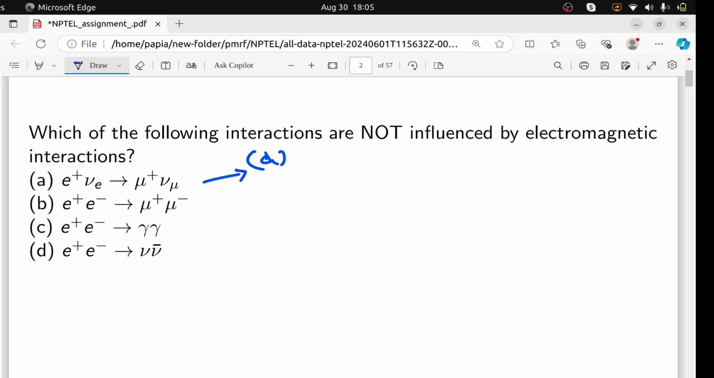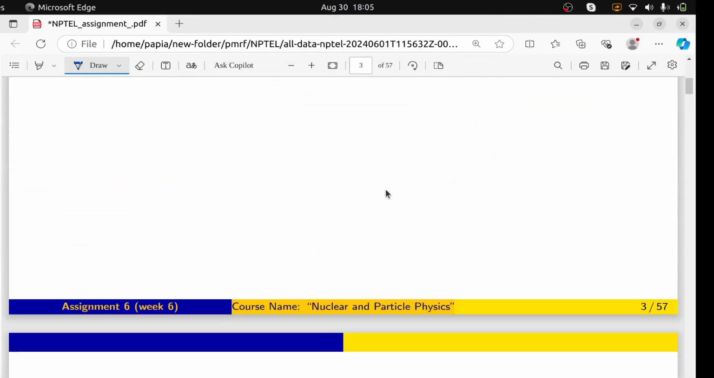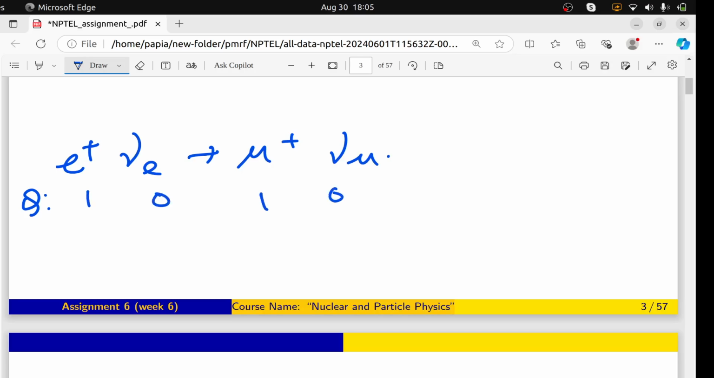Now coming to lepton number. Let me write here e plus nu e going to mu plus nu mu. For this interaction, charge is fine here, no problem. Now coming to lepton number: each and every family's lepton number should be separately and independently conserved. This means that Le, L mu, L tau, all three lepton number families should be conserved separately as well as independently. So let's check Le first.